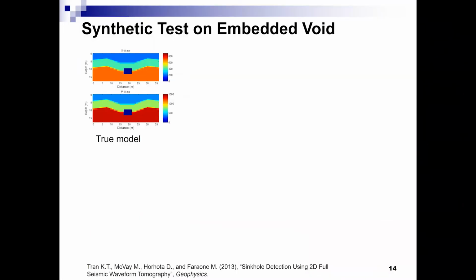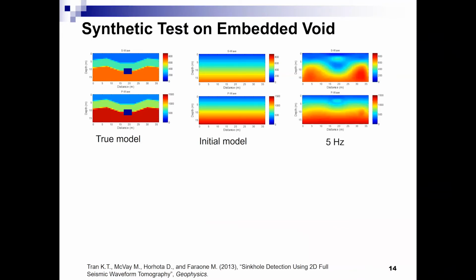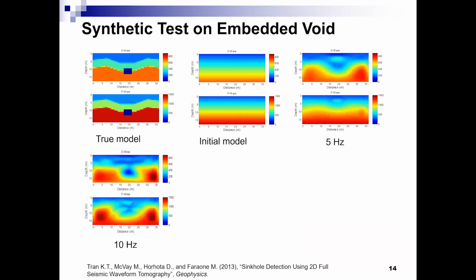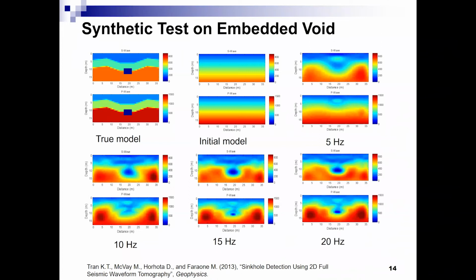Here is the true model, and this is the initial model: a simple initial model that increases the velocity with depth. I will talk more about this when we deal with the real data. This is the inverted result at 5 Hertz. We use the data from 2 to 10 Hertz here, centered at 5 Hertz. We start seeing the rock at the bottom, but not the void yet. So we solve for the layers first, and then we use this as the initial model for the next inversion run at 10 Hertz. We start seeing the void, and then 15 Hertz, and then 20 Hertz, and we go up to 25 Hertz in this case.